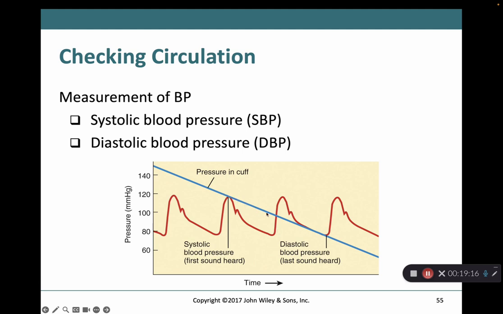Then you keep listening and you keep hearing it push through, push through, push through. The last sound you hear, that's when you record the diastolic blood pressure. So now blood is flowing freely. It doesn't have to push through that artery anymore. Okay, so this is how you take blood pressure and check circulation.